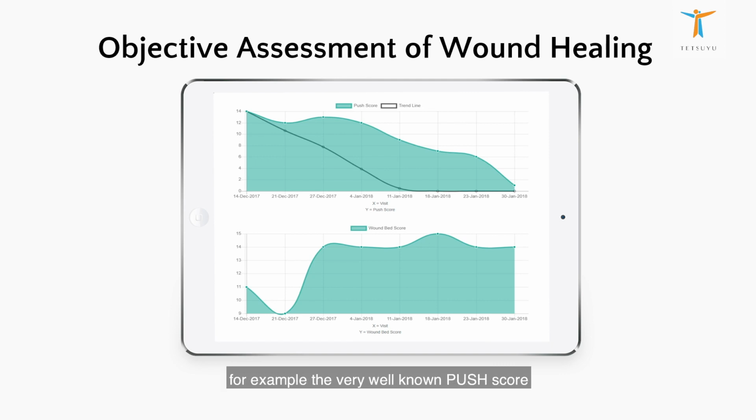composite scores. For example, the very well-known PUSH score or the less common wound bed score. These composite scores can be charted and help us easily monitor wound healing progress, especially if we want to compare based on prognostic expectations referring to research papers and studies.